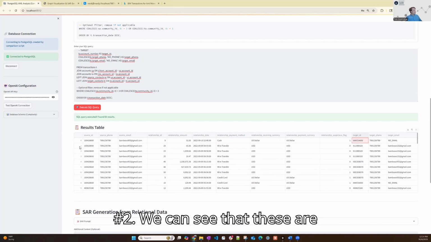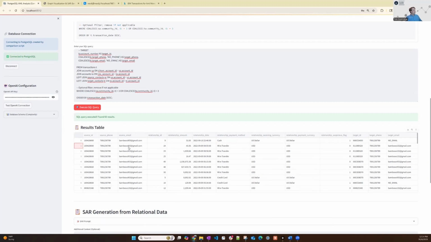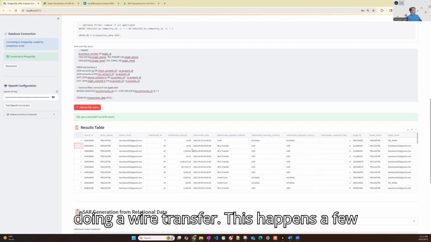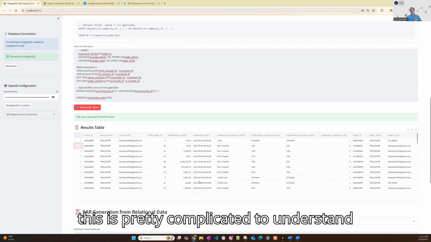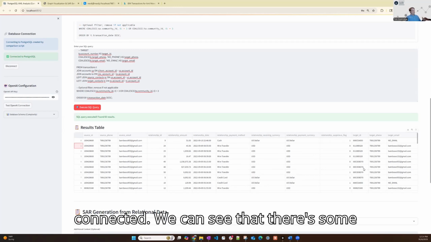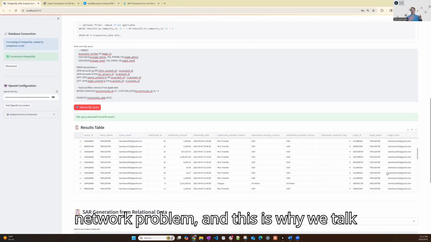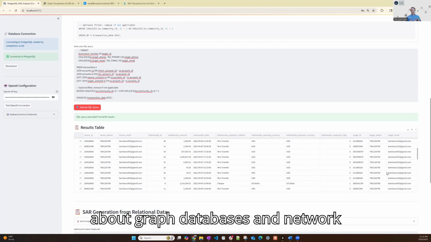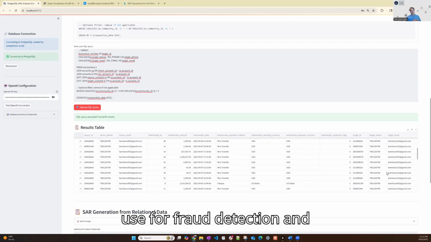And in row number 2, we can see that these are similar email addresses, Bamboo955 and then Bamboo132, but they're different accounts. They're doing a wire transfer. This happens a few times. So right away, you can imagine this is pretty complicated to understand how these different accounts are connected. We can see that there's some shared similar information between these accounts, but really this is a network problem. And this is why we talk about graph databases and network analytics as very powerful tools to use for fraud detection and compliance use cases.